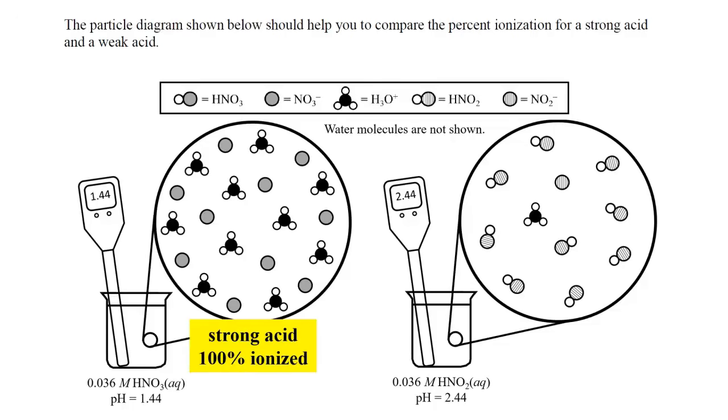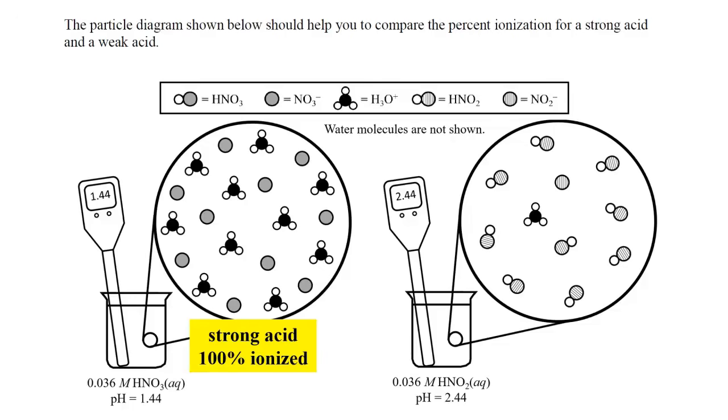Well, that's because this is a strong acid. So every single one of the HNO3 molecules has already lost H+. And when it lost H+, it was transferred to a water molecule. So what I can see are 10 hydronium ions and 10 nitrate ions. So that particle view shows me that every single one of those HNO3 molecules has already undergone the proton transfer, and that's 100% ionized.